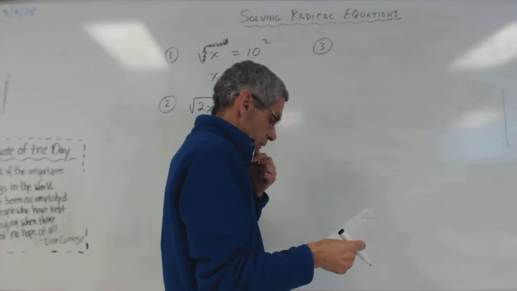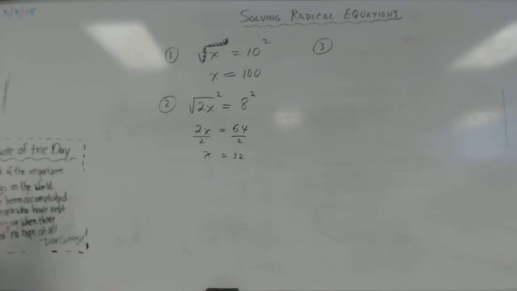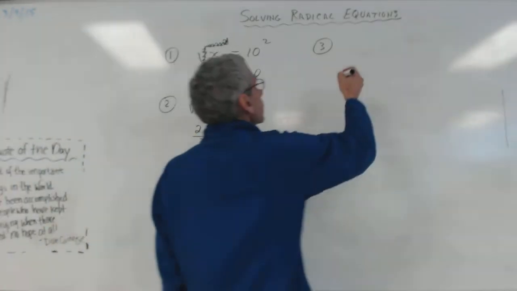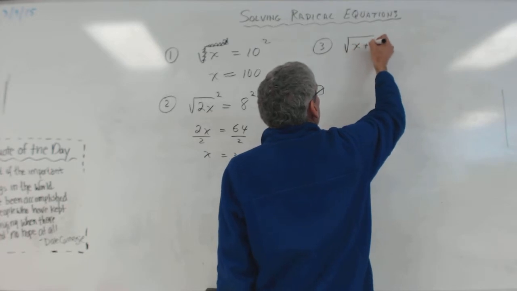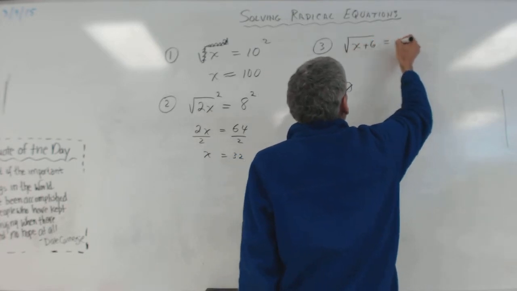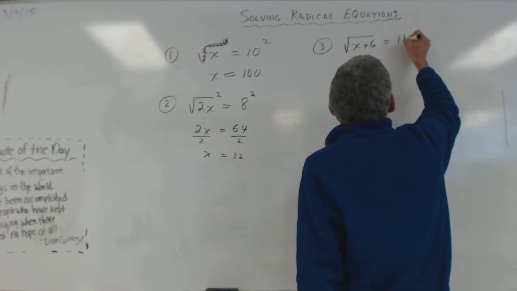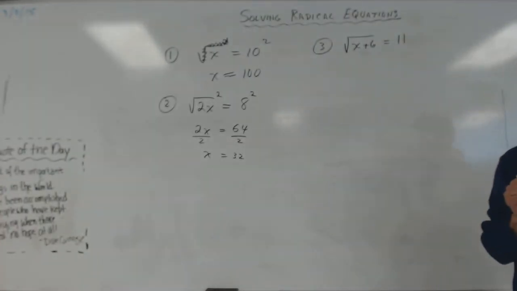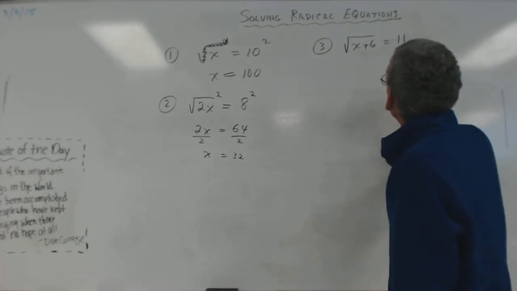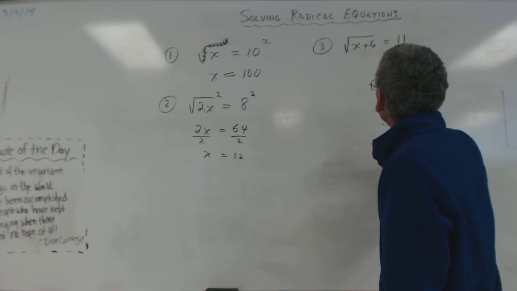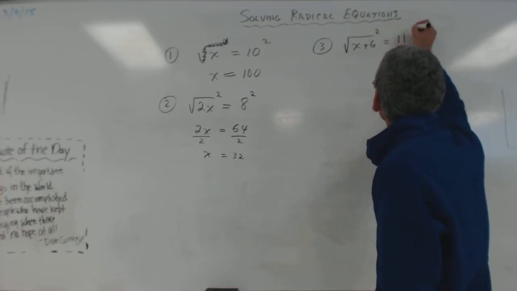Let's say I gave you something like this. The square root of x plus 6 is equal to 11. All right, Ben, what would you do? You would multiply both sides by the exponent of it. Well, you'd square. You'd square both sides, right?